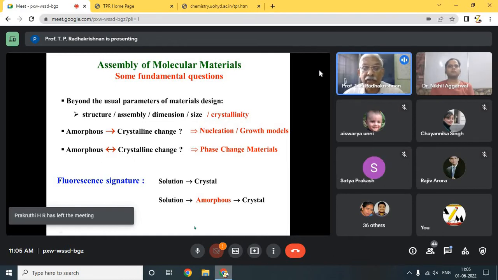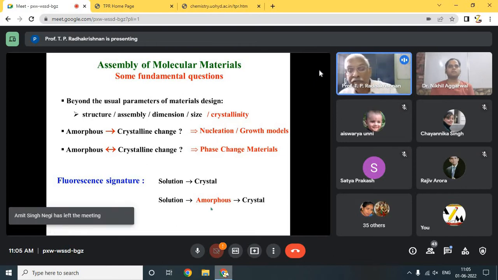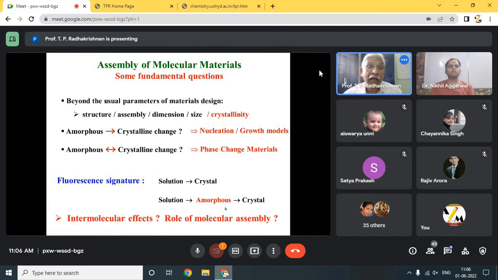Now the important related issue is, what about the amorphous state connecting these? Will there be something in between the solution and the crystalline state as a signature of an amorphous nature? And can computations reveal some idea about the intermolecular effects and roles of molecular assembly to understand this transition from solution to amorphous to crystal?